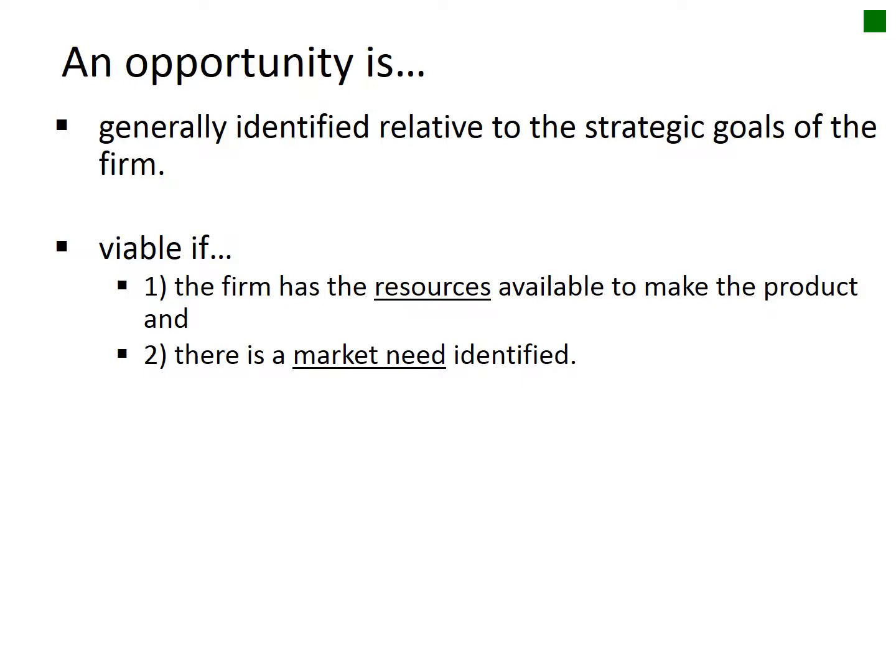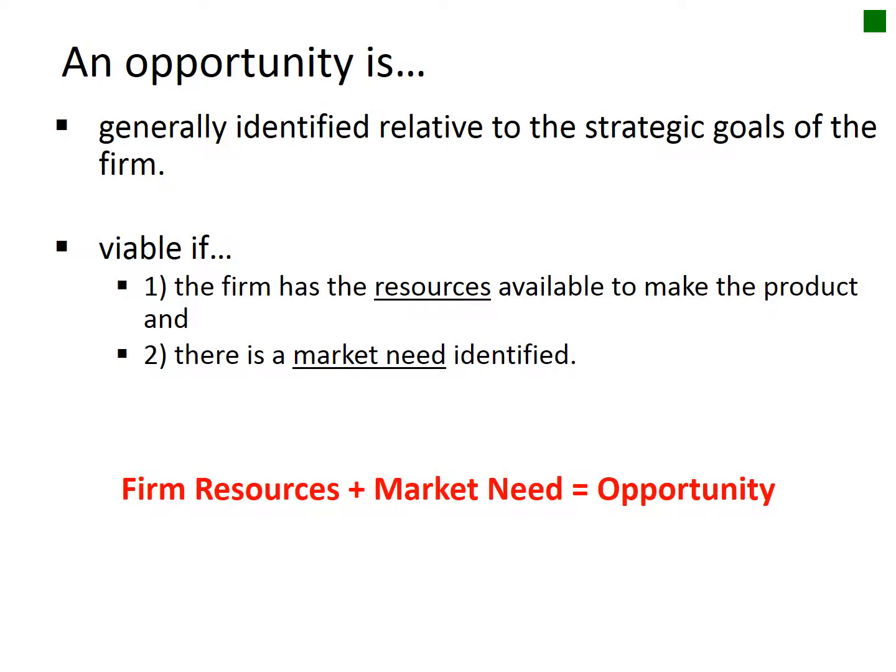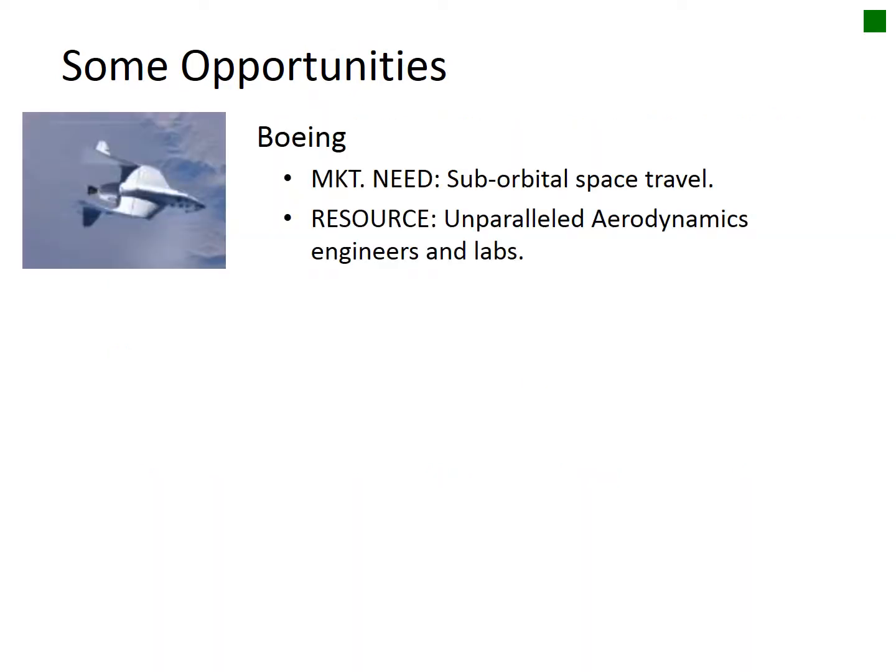So these two things have to be in place. One, we, the firm, have to be able to satisfy the need. We have to have the resources available to us and the technology and the skills to be able to do that, and there has to be a market need that exists for this to be a reality. So in our context, when we're thinking about product development, we want to think about opportunities as having both a market need and the resources that the firm could use in order to deploy in order to take advantage of the opportunities that might be out there.